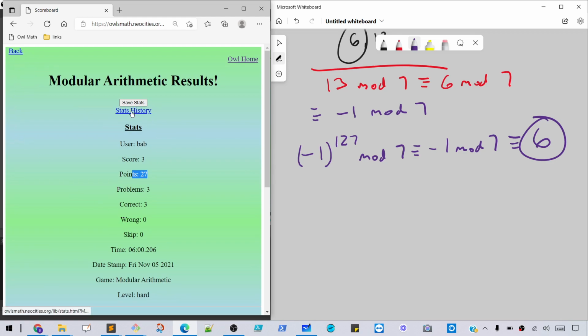I don't think we can look at the stats. I don't have the stats working, so I can't save stats or view the history. That's unfortunate. I need to get that part working. The database is, long story short, broken. So you can't see that, but we'll get that at some point.